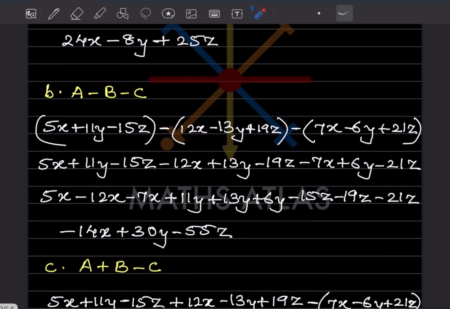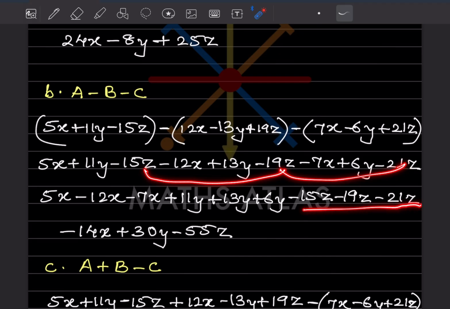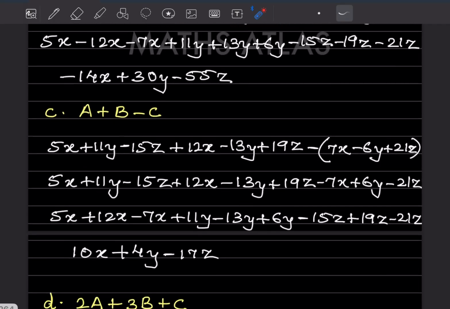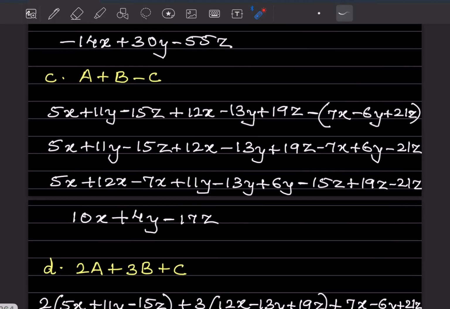Now let us bring the like terms together: x, and this one x, that is here. Now the y, this one and this one, that will be here. And this is the z, that is going to be here. So when you solve this part, you get minus 14x. For this one, you will get plus 30y. And this is going to be minus 55z.